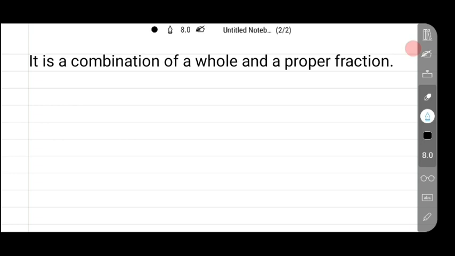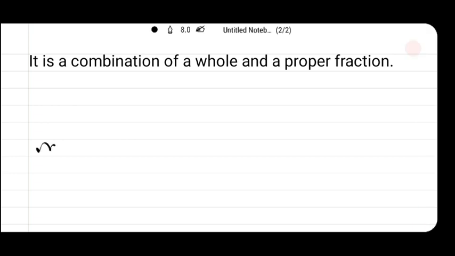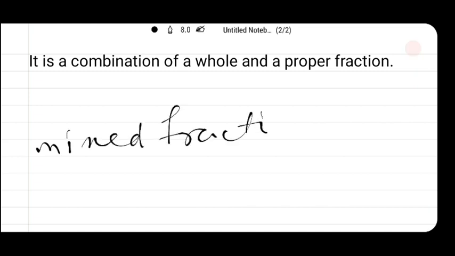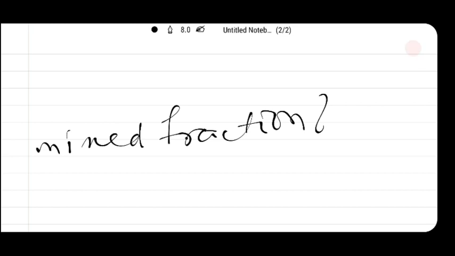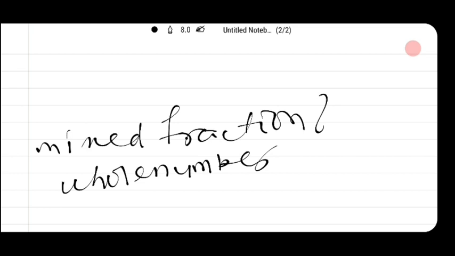So now a question arises: what is a mixed fraction? Because I have not told you yet. So a mixed fraction is a mixture of a whole number and a fraction. So let us write: whole number and what, fraction.